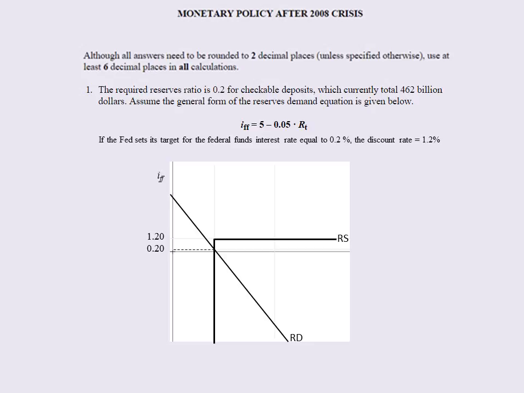In my problem, the Fed sets its target for the federal funds rate equal to 0.2. Given the Fed's penalty discount rate policy implemented in January 2003, the discount rate must be 1.2%, the flat section of reserve supply. The demand curve crosses the vertical section of supply at the federal funds rate equal to 0.20. Thus, the equilibrium federal funds rate equals the target. The federal funds market is in normal mode in the scenario depicted in this slide.